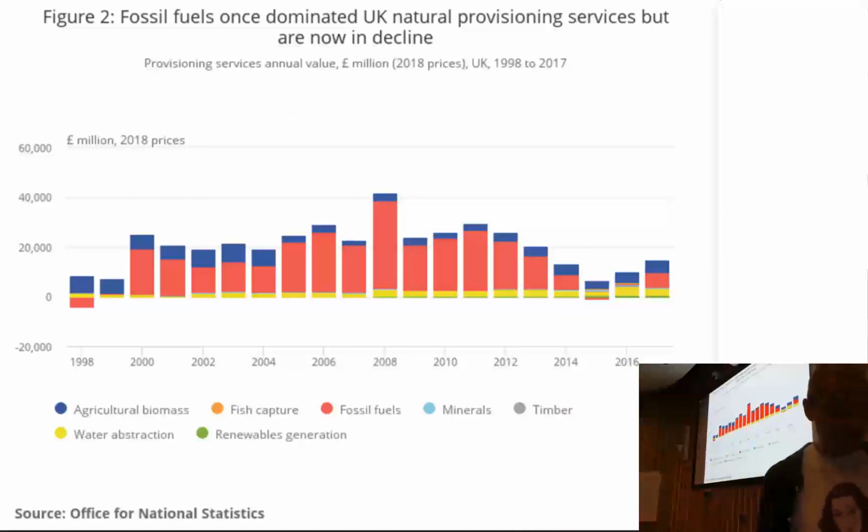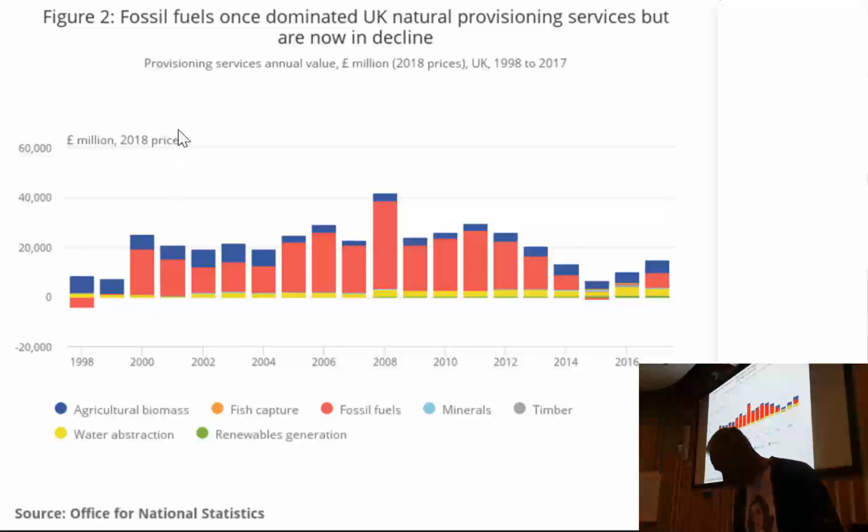So these are the provisioning services. It actually gets on the same terrain as the material flow accounts, but here we see them over time. This is all monetized. In red, you're looking at fossil fuels. And what you see is that red actually used to dominate natural provisioning. This was the most valuable stuff that we got out of nature. But then, of course, production in the North Sea was wound down, and the oil price came down as well. So that wasn't worth that much anymore.